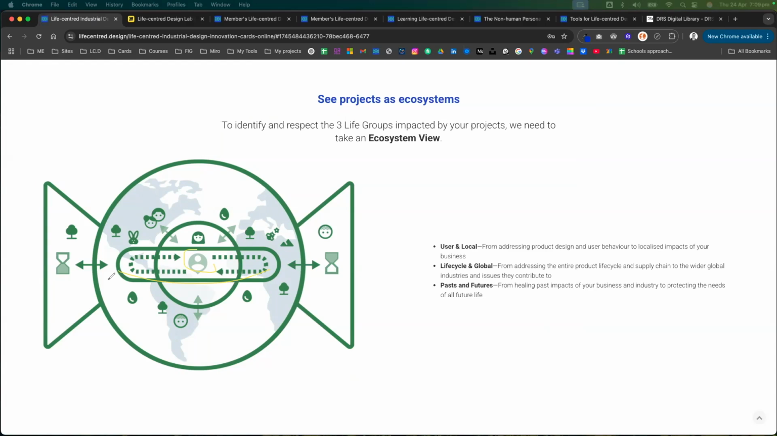We're part of these industries, they're part of our ecosystem as well. And because we benefit from these industries, we're also contributing to the negative impacts. So it's thinking about when we design something and the industry are part of that, we're not perpetuating any past damage, we're healing it as well. But we're also thinking about the future people and future life forms.